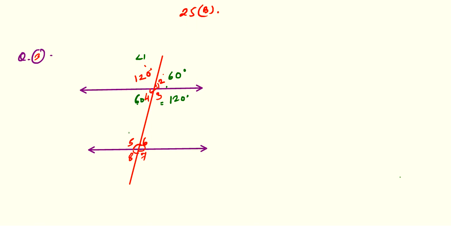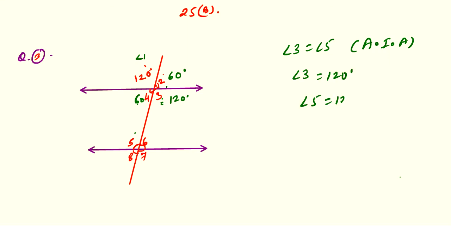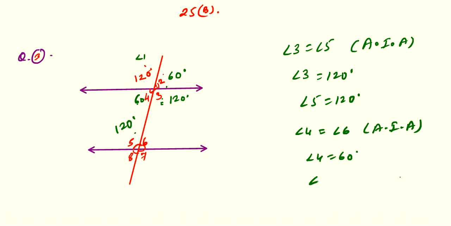Then now you can use co-interior property here, or you can use alternate interior property here. It's up to you. So angle 3 and angle 5 both will be equal. The reason is alternate interior angle. If angle 3 is 120 degree, that means angle 5 is also 120 degree. So this is 120 degree. Now angle 4 will be equals to angle 6. The reason is again alternate interior angle. And if angle 4 is 60 degree, that means angle 6 is also 60 degree.